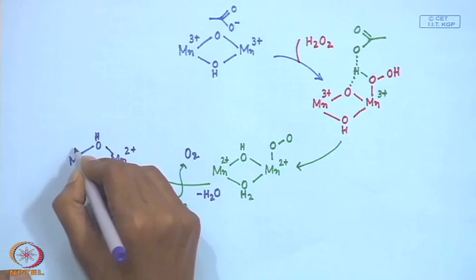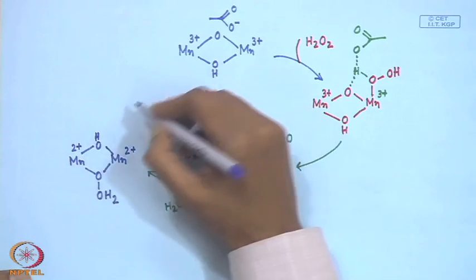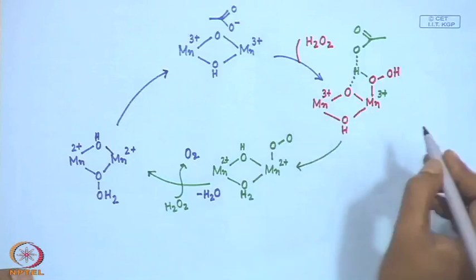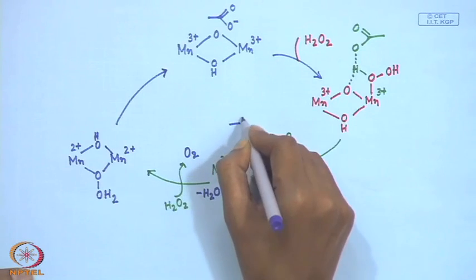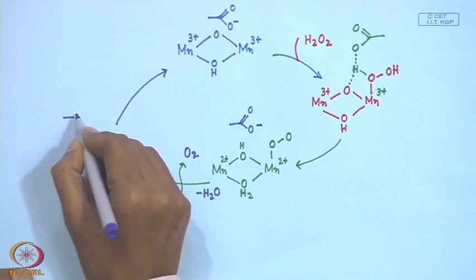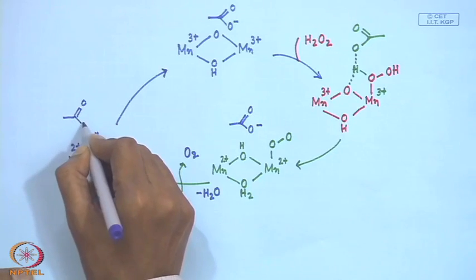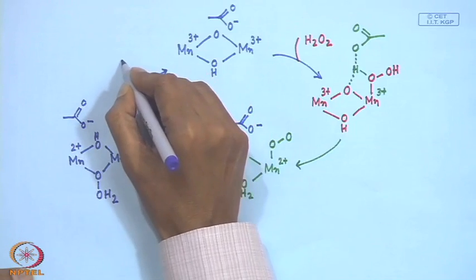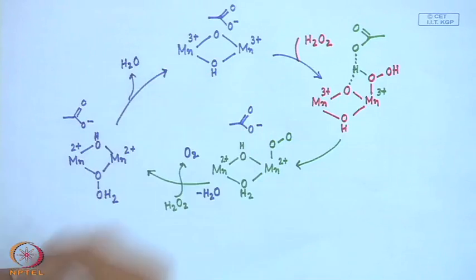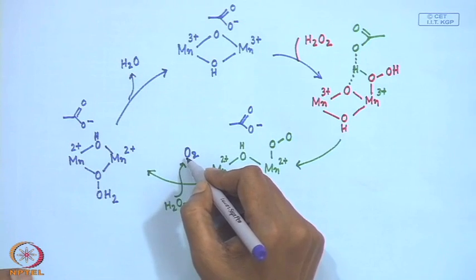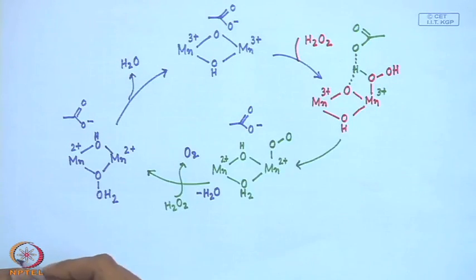So, you have manganese 2, and this is also manganese 2 plus, and from that particular unit you have this free carboxy and you have to write. So at this point, you need the elimination of water molecule now. So, 2 water molecules and 1 dioxygen from 2 molecules of hydrogen peroxide.